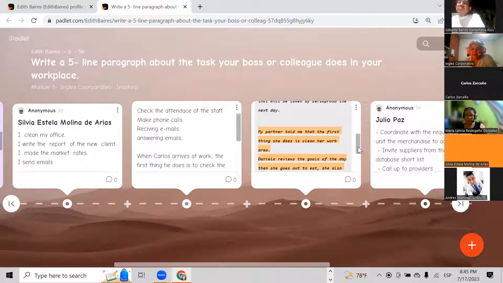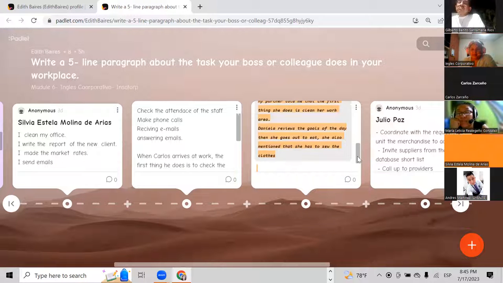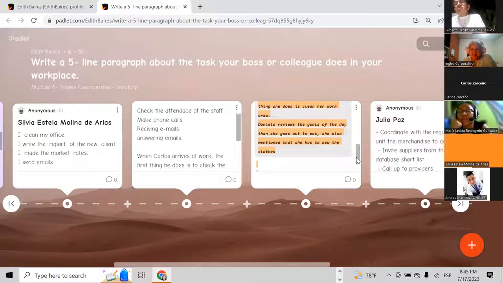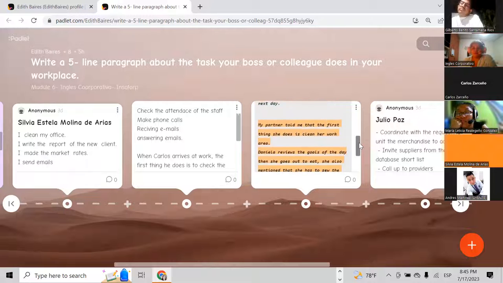My partner told me that the first thing she does is clean her work area. Daniela reviews the goals of the day. Then she goes out to eat. She also mentioned that he has to iron the clothes. Okay.